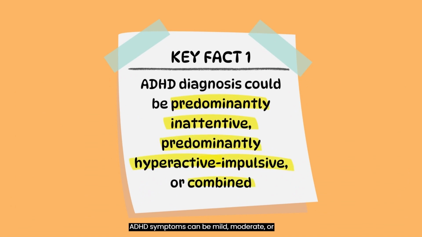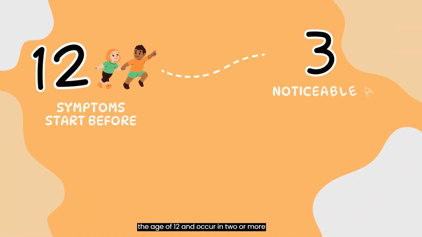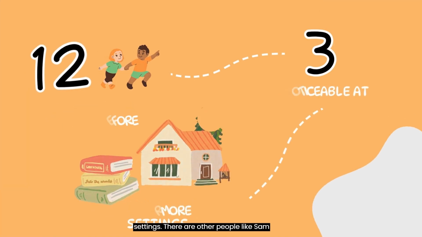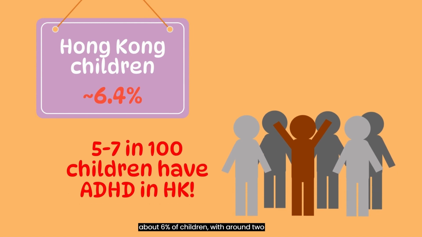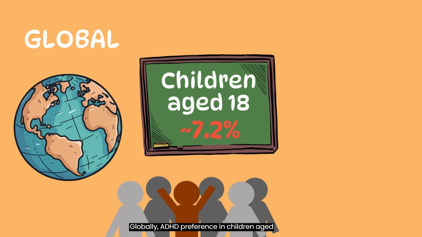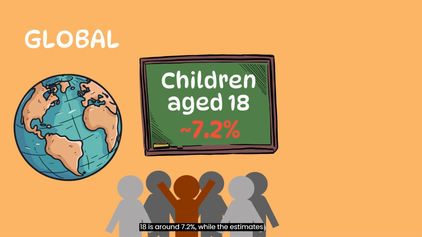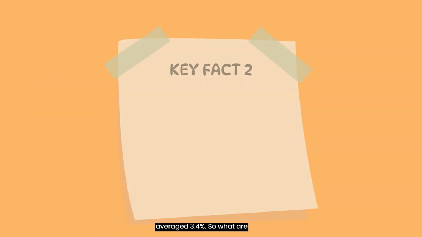ADHD symptoms can be mild, moderate, or severe. Symptoms must also onset before the age of 12 and occur in 2 or more settings. There are other people like Sam with ADHD. In Hong Kong, ADHD affects about 6% of children, with around 2 boys to 1 girl being affected. Globally, ADHD prevalence in children aged 18 is around 7.2%, while the estimates of worldwide adult ADHD prevalence averaged 3.4%.